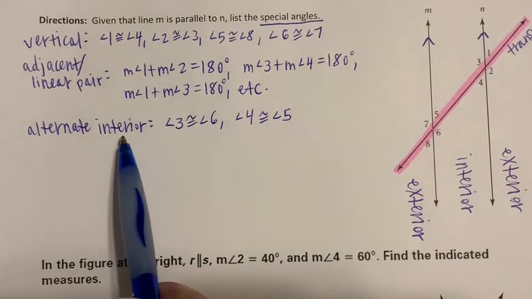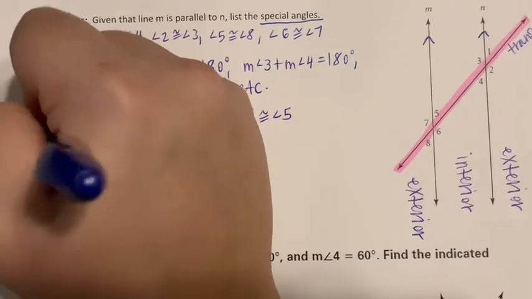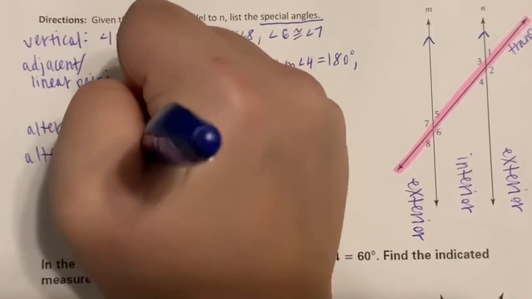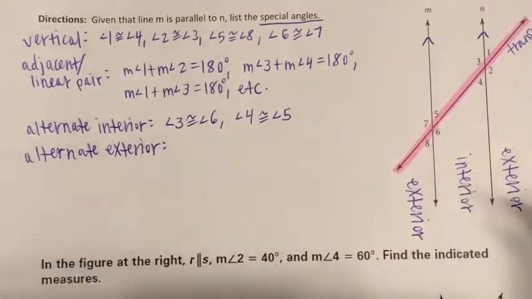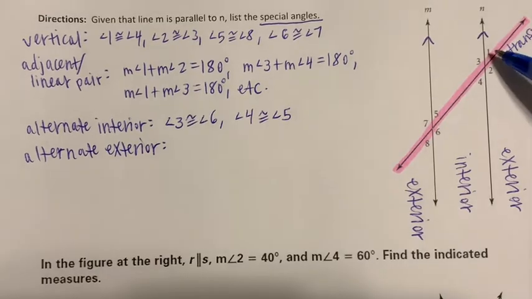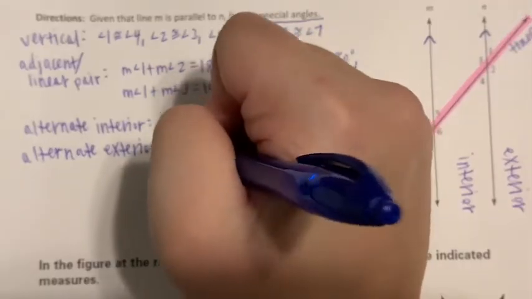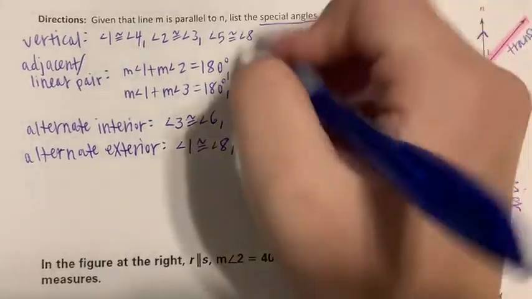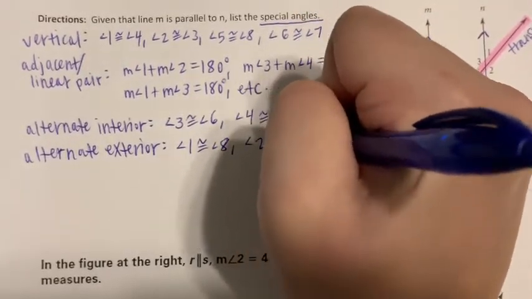Instead of alternate interior, we have alternate exterior. And these ones are on opposite sides of my pink transversal, but now they're in the exterior region. So that would be like angle 1 and angle 8. Angle 1 is congruent to angle 8, and angle 2 is congruent to angle 7.